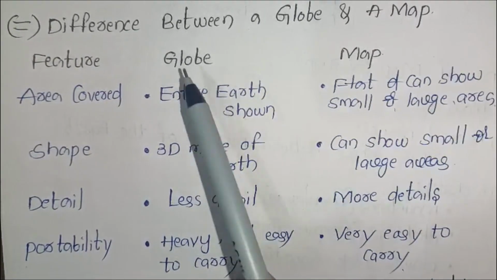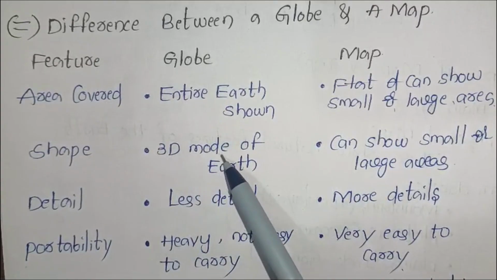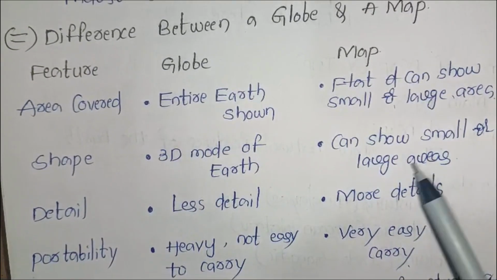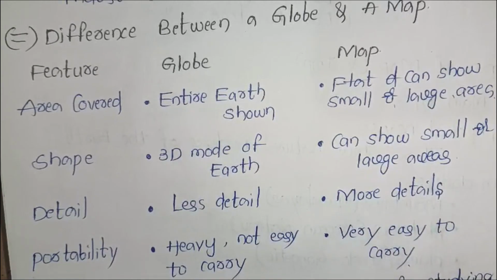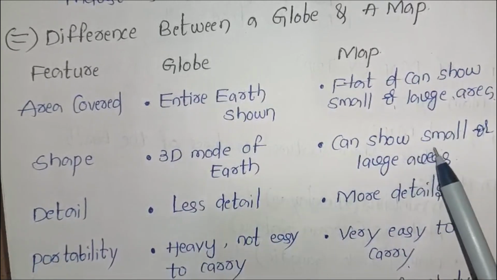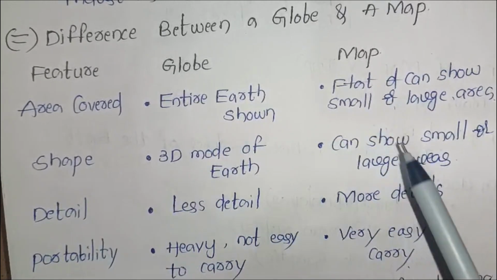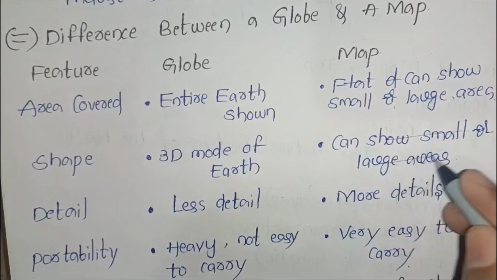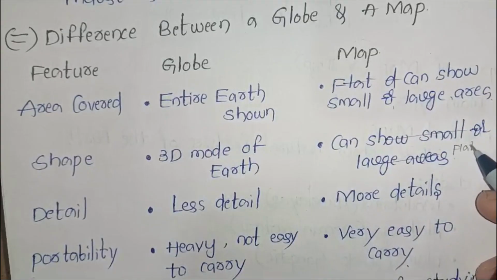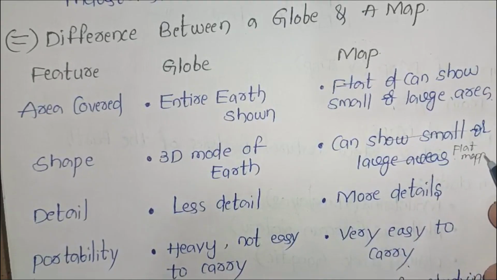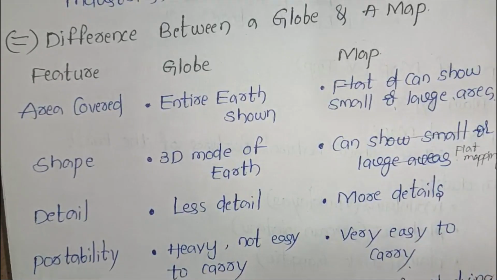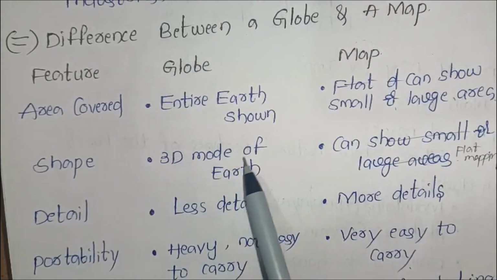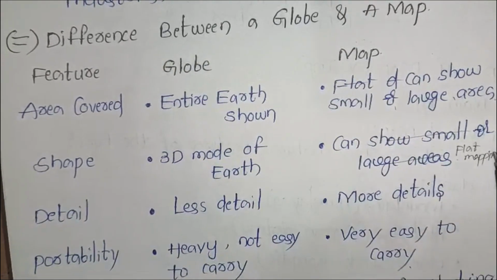I hope you understood. The globe's shape is a 3D model of the Earth. The map shape is flat. Sorry, I had written a mistake here. The flat shape is flat. The map shape is flat mapping. I hope you understood. The globe shape is a 3D model of the Earth, and the map shape is flat mapping.